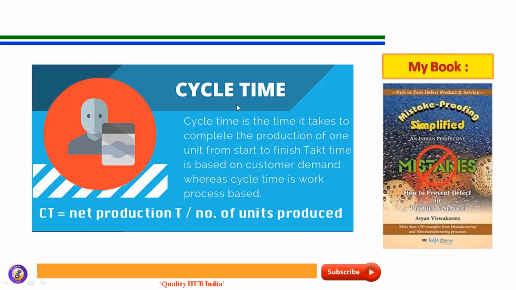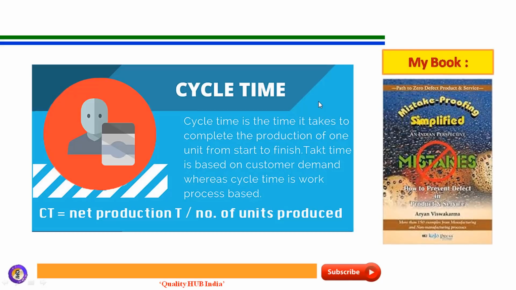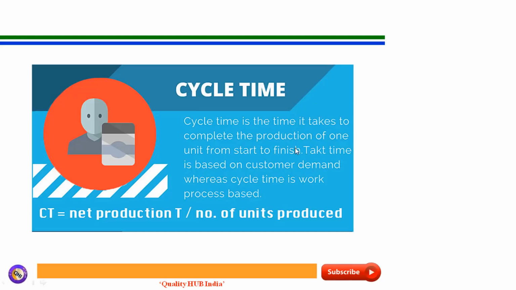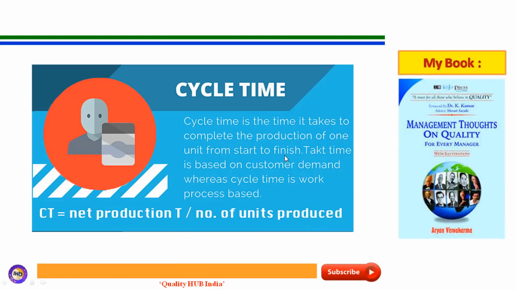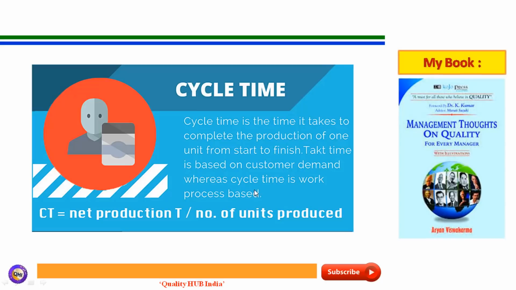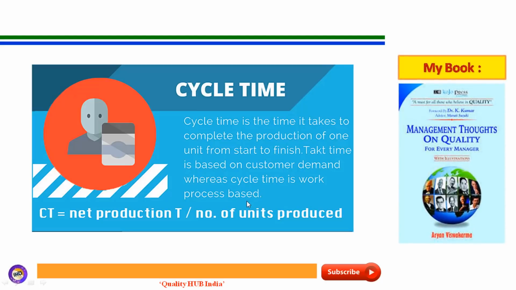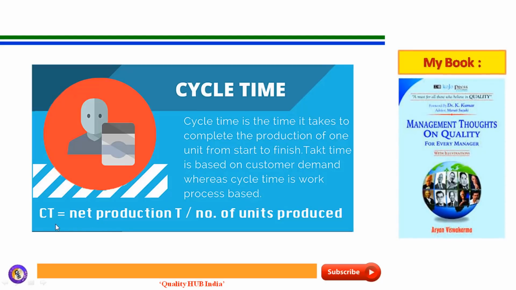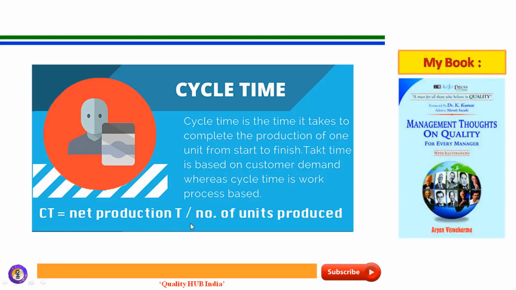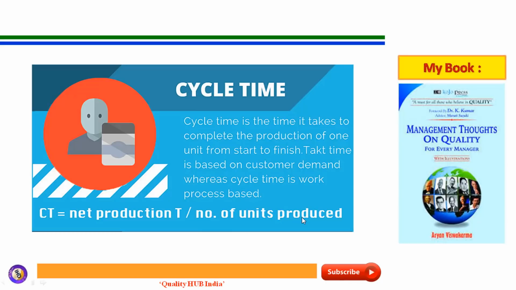Now let's understand what is cycle time. So the definition of cycle time is, it is the time it takes to complete the production of one unit from start to finish. While the takt time is based on customer demand, the cycle time is work process based. And the formula to calculate cycle time is net production time available divided by number of units produced.